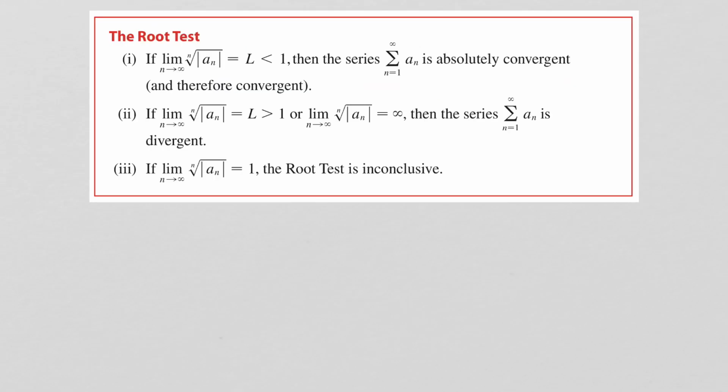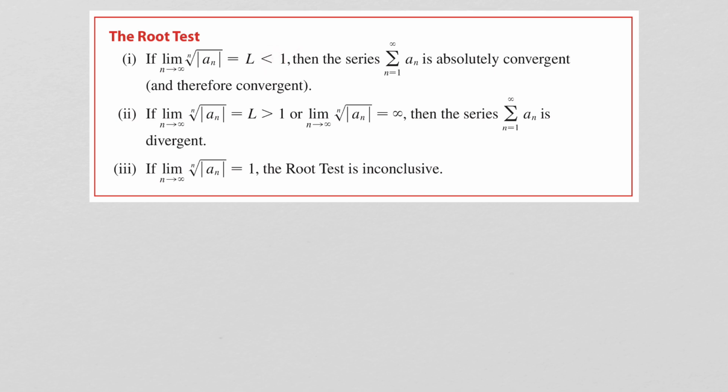The cousin of the ratio test is the root test. The root test involves taking the limit as n goes to infinity of the nth root of the absolute value of the nth term. And again, we're going to call this limit L. Now, the nice thing about the root test is the conclusion is exactly the same as the ratio test.